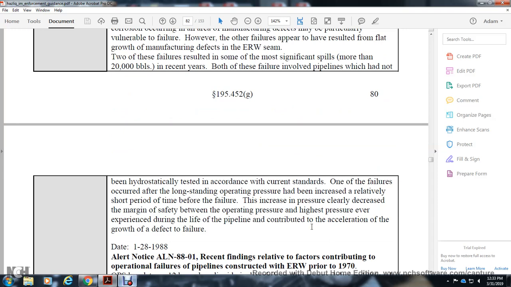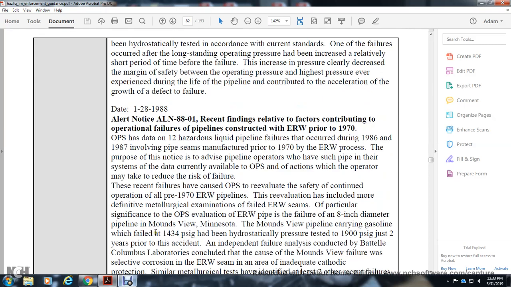One of the failures occurred after a long-standing operating pressure had been increased over a relatively short period of time before the failure. Increasing the pressure clearly decreased the margin of safety between the operating pressure and the highest pressure experienced during the life of the pipeline, and contributed to acceleration of the growth of the defect. Recent findings relative to the factors contributing to operational failure of pipeline constructed with ERW seams since 1970.